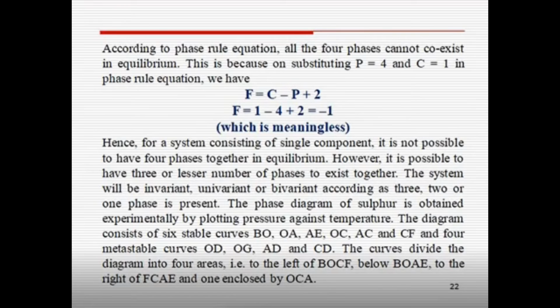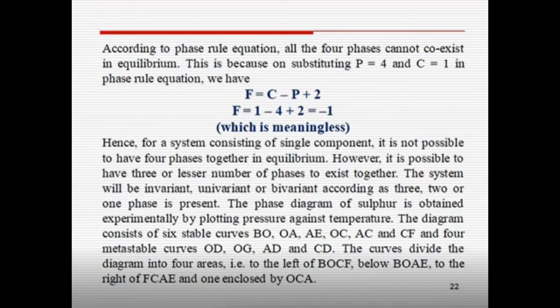This is because on substituting P is equal to 4 and C is equal to 1, we get F is equal to -1, which is meaningless. Hence, for a system of one component, it is not possible to have 4 phases together in equilibrium. However, it is possible to have 3 or lesser number of phases to exist together.